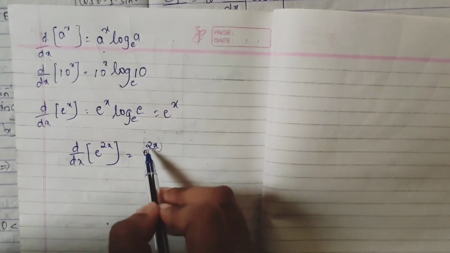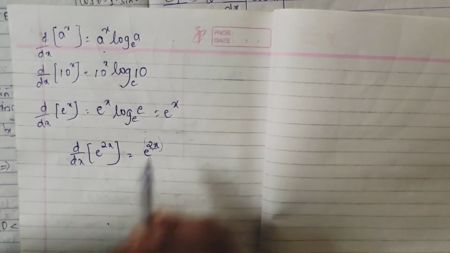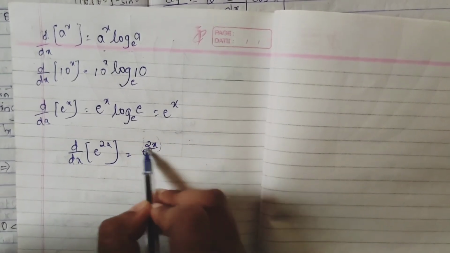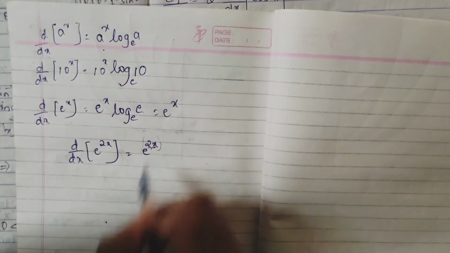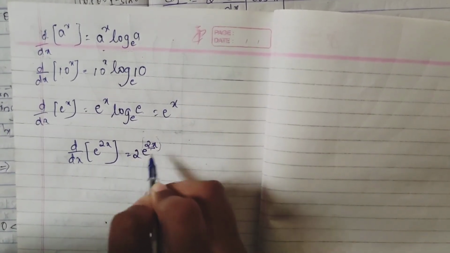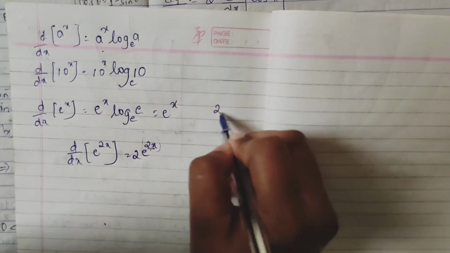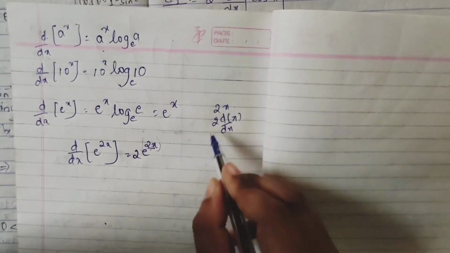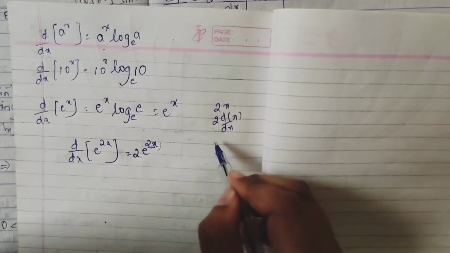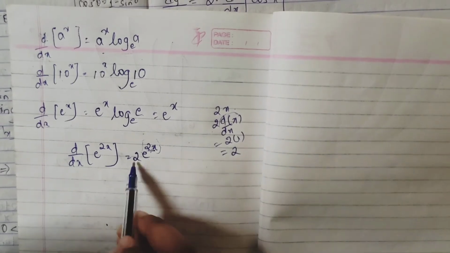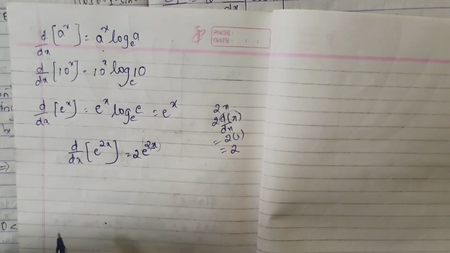You can consider this as 2 into x. How do we do it in our chain rule? We have done this, right? Differentiation of x is 1, this will be into 2. So this will be 2 e to the power 2x. For 2x differentiation, 2 into dx by dx, and dx by dx is 1. So 2 into 1 will be 2. So e to the power 2x into 2 it becomes.